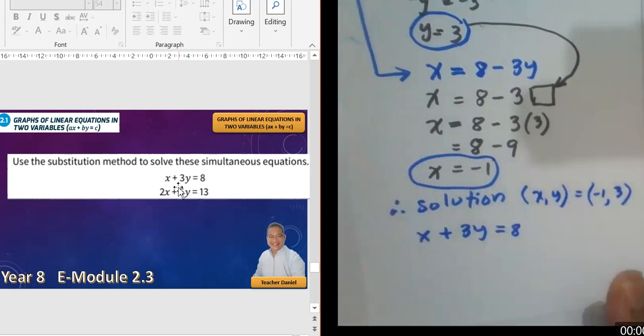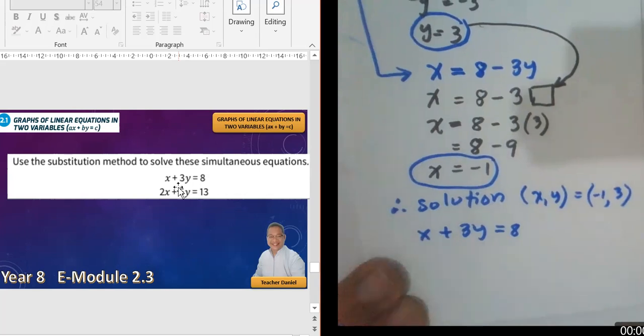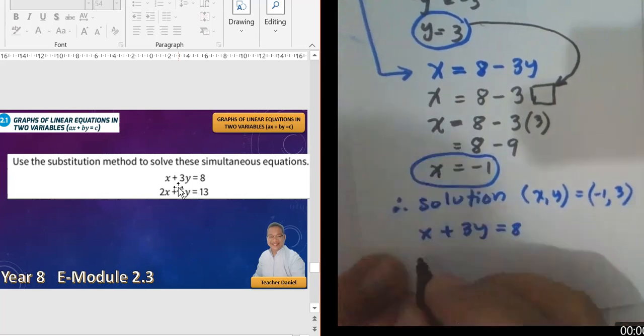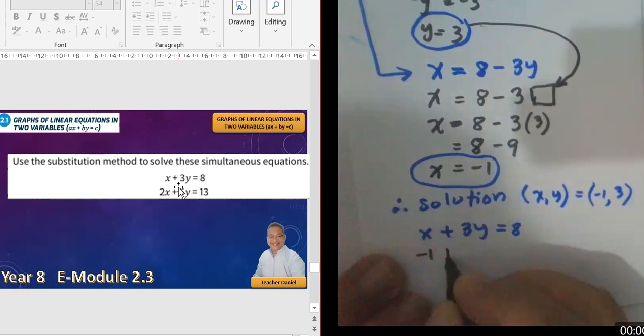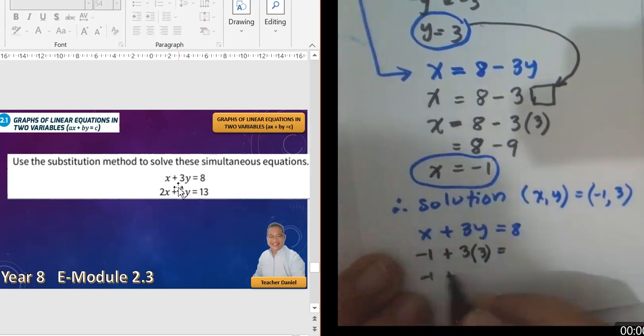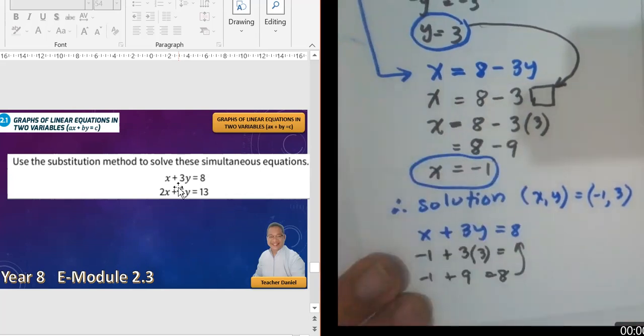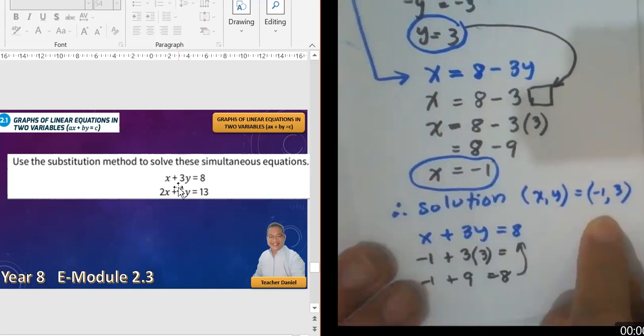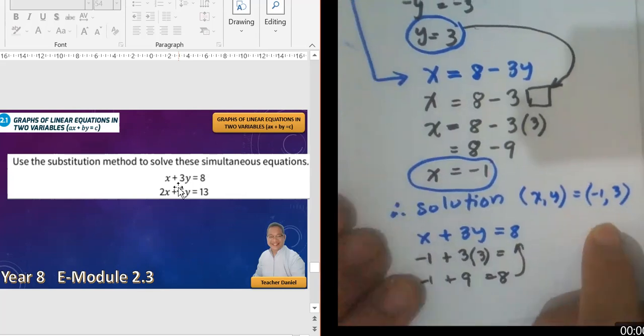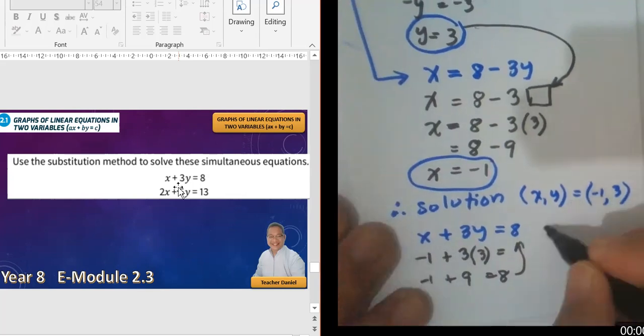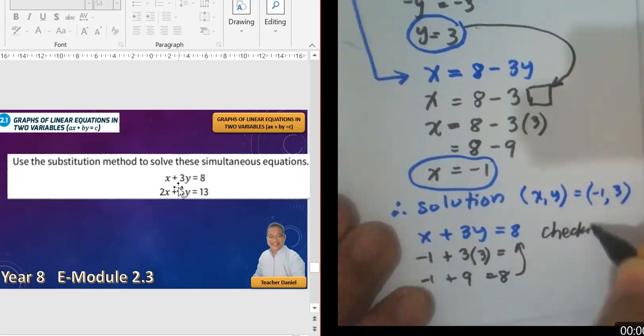Okay, x plus 3y is equal to 8. So if x is equal to negative 1, that's going to be negative 1 plus 3 times 3. Is it equal to 8? Negative 1 plus 9, which is equal to 8. So therefore, this answer is actually correct. Okay, so this is the checking part. It's actually good if you check your work.